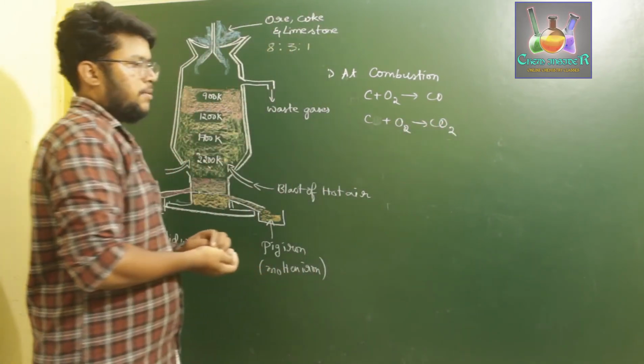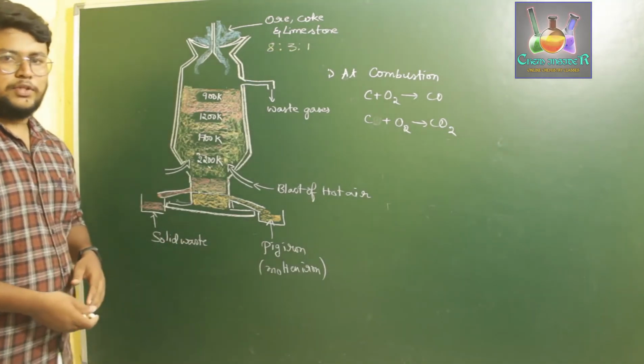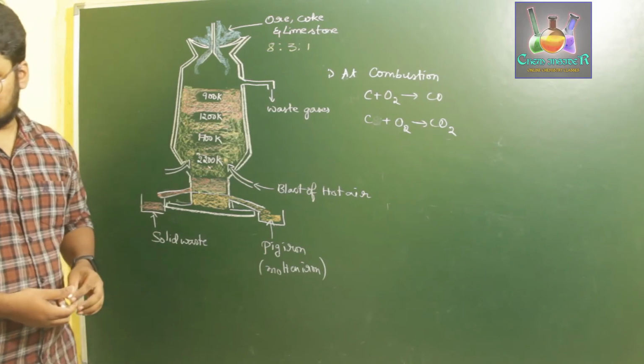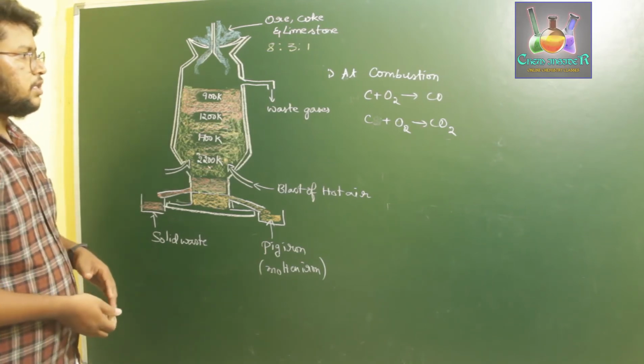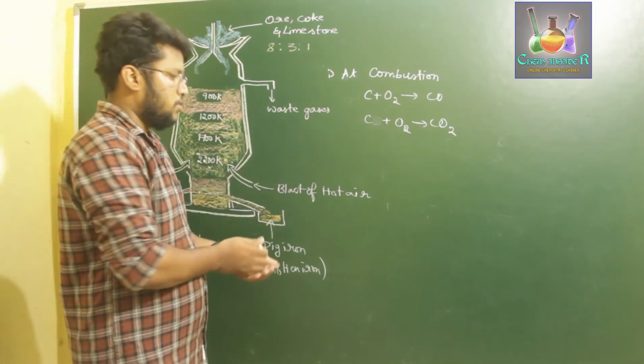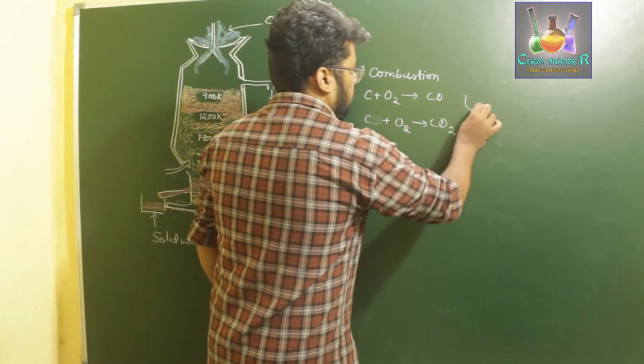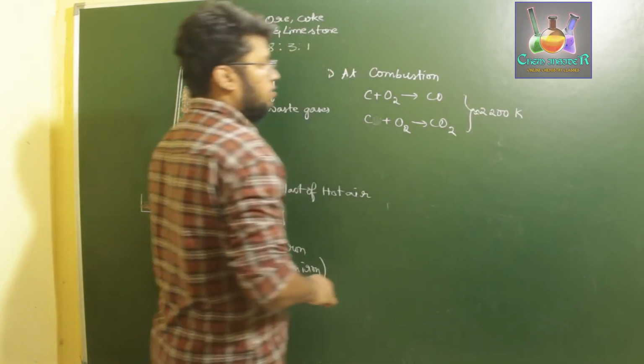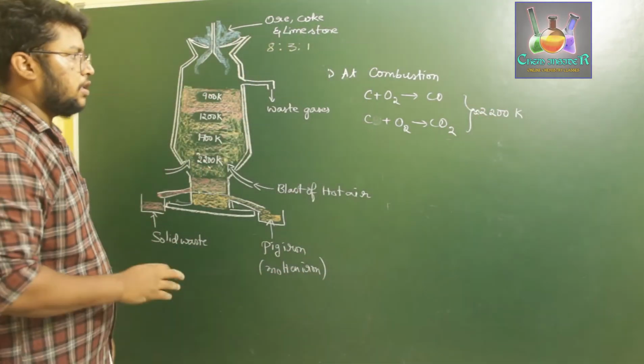We are going to get 2 types of this. One is carbon reacting with oxygen to get carbon monoxide, and carbon again reacting with excess oxygen to form carbon dioxide. These are the 2 reactions which we observe in the combustion zone, at a temperature of approximately 2200 Kelvin. That is about the combustion zone.